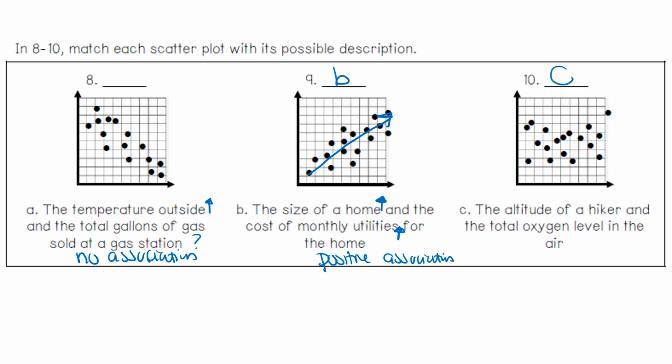And the last one, letter C, the altitude of a hiker and the total oxygen level in the air. The higher the hiker climbs, so the higher he goes up the mountain, the lower oxygen he has. He has less oxygen the higher he is. That is a negative association, which is represented by number 8 because the points are going down.